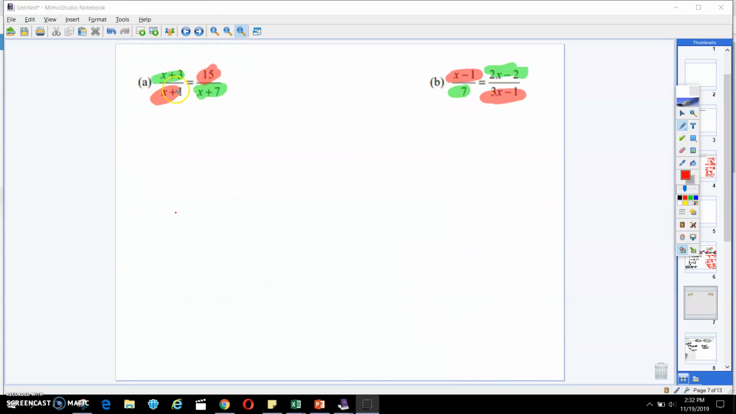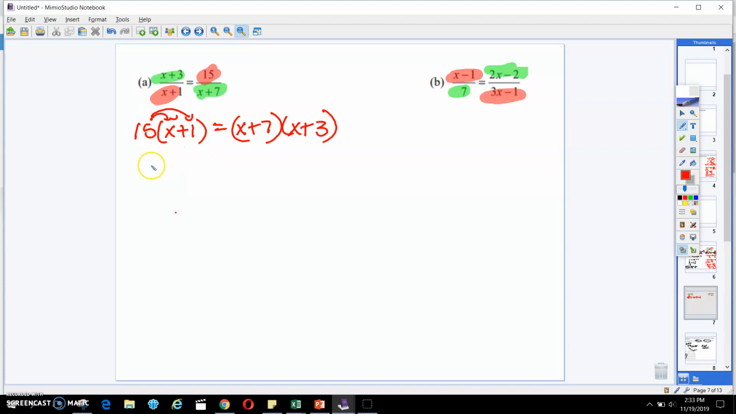So on this one, you're going to cross multiply, but it's going to produce a quadratic. So with that being said, 15 times x plus 1, that's what we get if we multiply the reds. And x plus 7 times x plus 3 if we multiply the greens. So we're going to distribute.